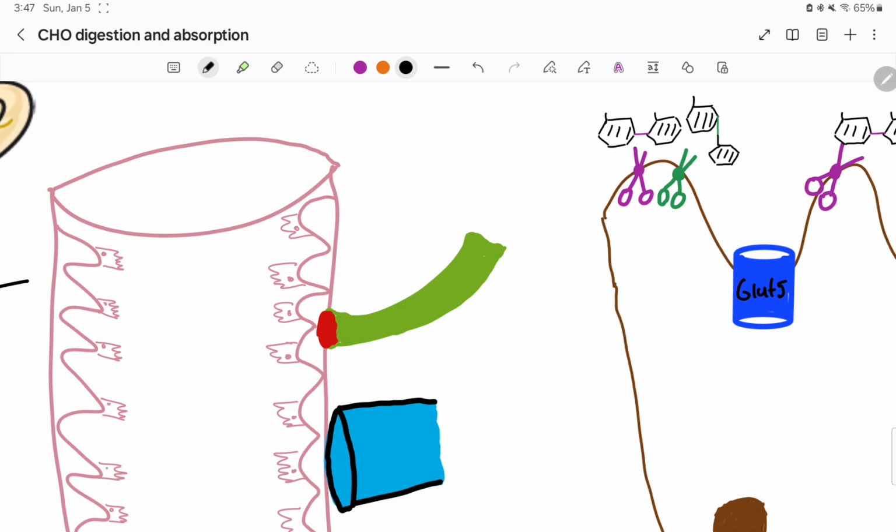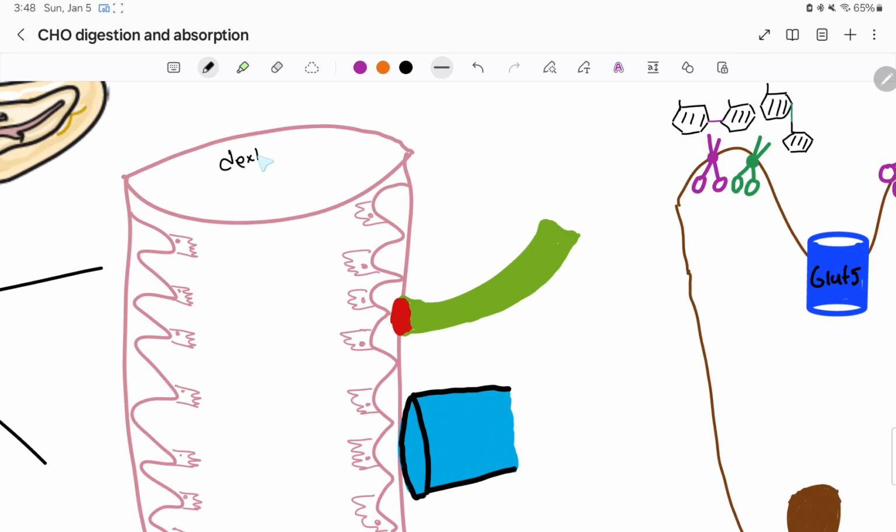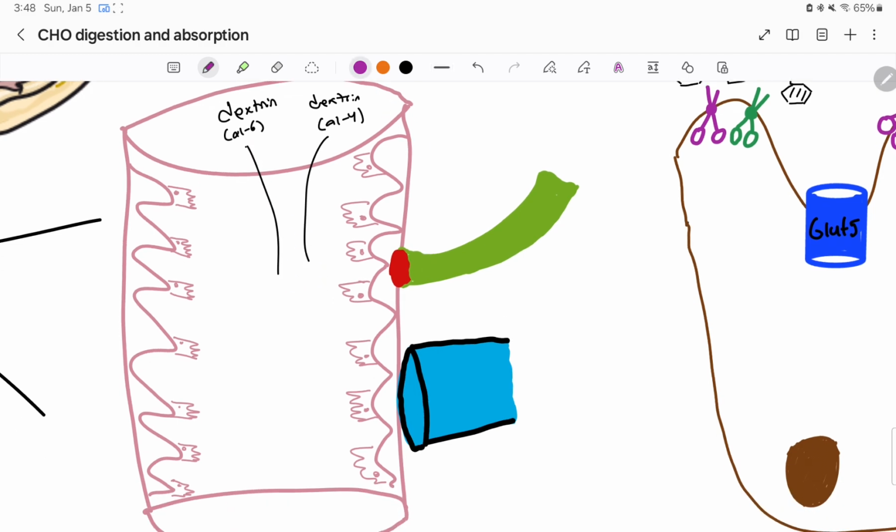So when food enters this lumen, what kind of food are we talking about? Well, we're talking about the dextrin. So when this dextrin comes in, the ones with the alpha-1,6, and then there's other dextrins that come in with an alpha-1,4, okay? They're going to come here and encounter a very specific enzyme.